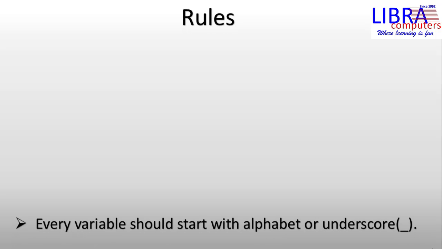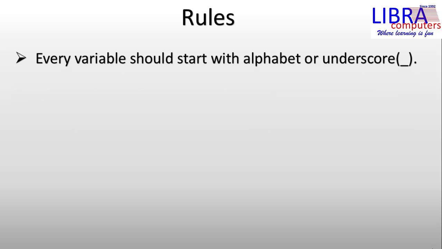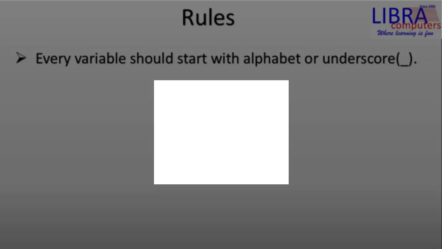Rule number 1. Every variable should start with alphabet or underscore. Asterisk I, J, K. This is wrong way to define a variable. You can define a variable as underscore I, J, K, or just I, J, K. Both ways are correct.